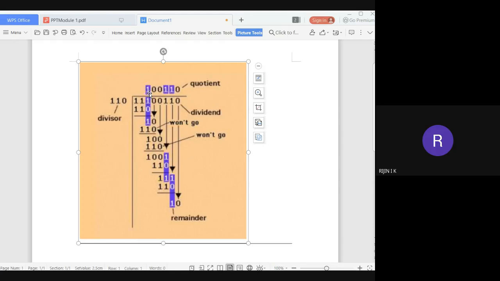And if the subtraction is not possible, then what will we do? We will place 0 here. Then for every operation, we will just shift the divisor. So this is the logic. Can anyone tell me an algorithm based on this? Anybody?